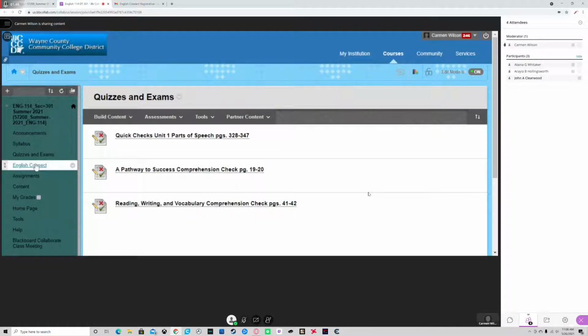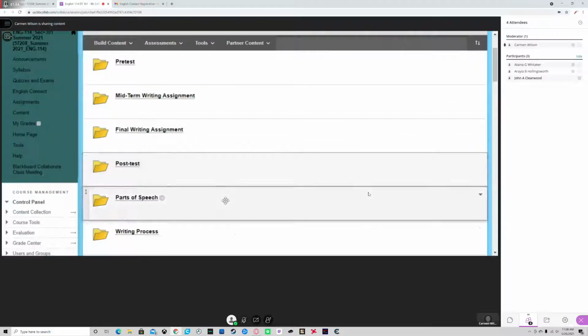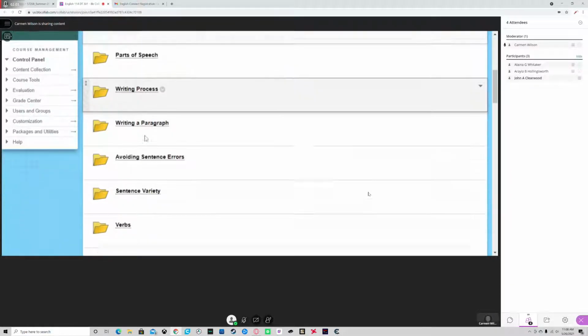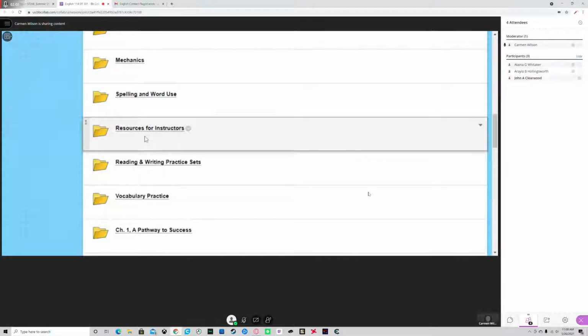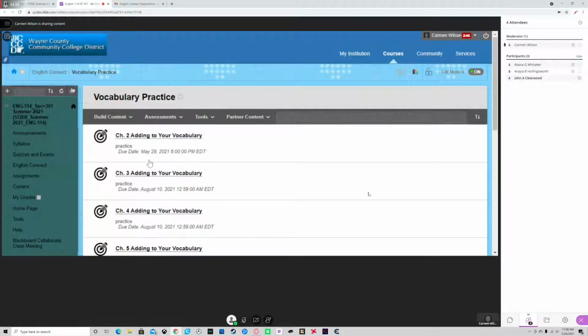Then going down to English Connect. I made sure that I put the time. You had the pre-test. You have to do the pre-test, which you can do. All of this you can do. You go down to vocabulary practice. Vocabulary practice, you do chapter 2 only. You see it has the date there. That's the only one I want you to do. May the 29th, 6 o'clock. Chapter 2, because you're doing chapter 2.